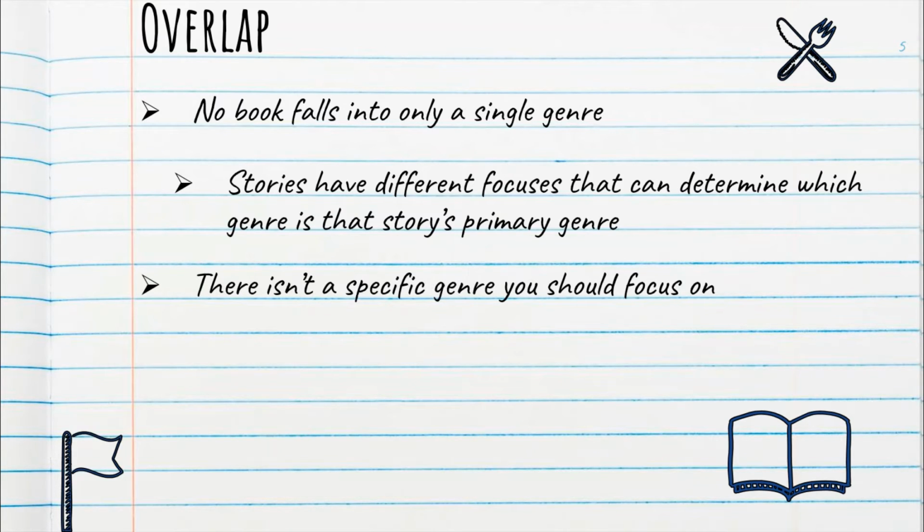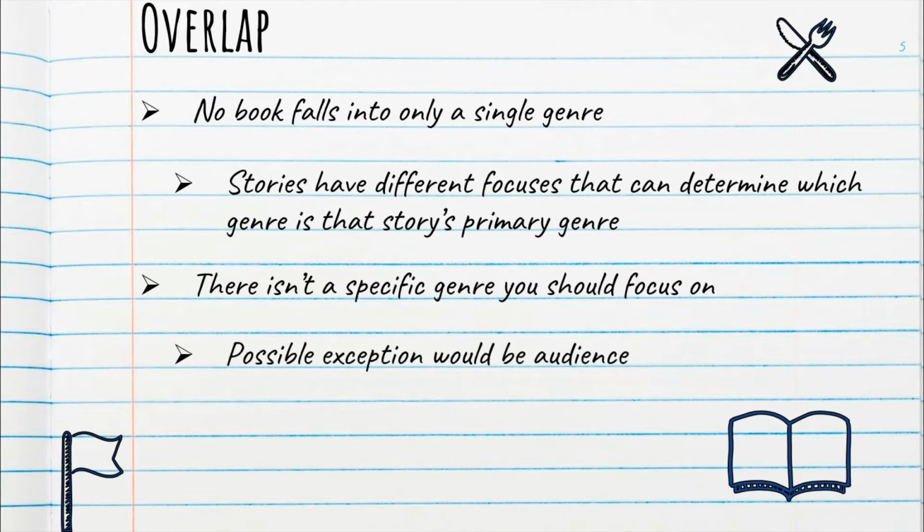Now, how does this apply to your writing? Basically, what it means is that there isn't really a specific genre that you should focus on. Okay? Just write your story. You don't have to think, I'm going to write a romance novel, or I'm going to write a science fiction story. You can want to do that, but the focus shouldn't be on the labels. The focus shouldn't be on the genre. The focus should be on your story, right? Focus more on writing a good story rather than writing a specific kind of story, right?